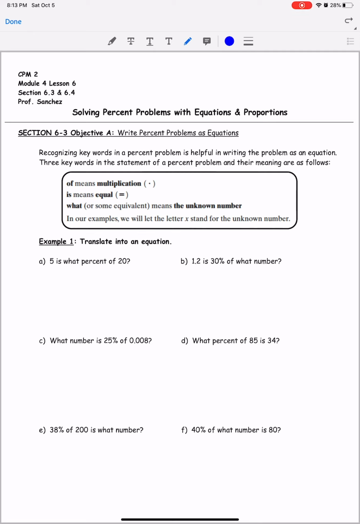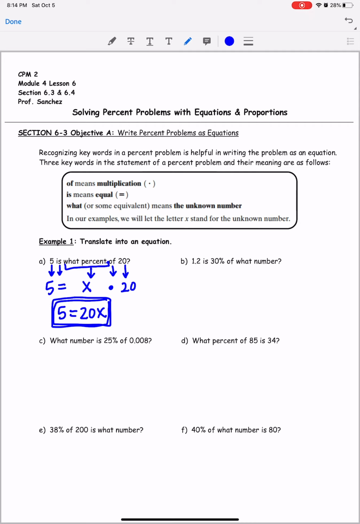So, example 1, translating to equations. A says 5 is what percent of 20? So, we'll start with 5. The word is means my equal sign. What percent is my X? Of means times. And then drop down your 20. Just keep it right there in order. So now we'll clean this up a little bit. This X times 20, let's simplify that to a 20X. So we'll have 5 equals 20X. Okay, so if you can kind of clean it up some, it is better to do that.